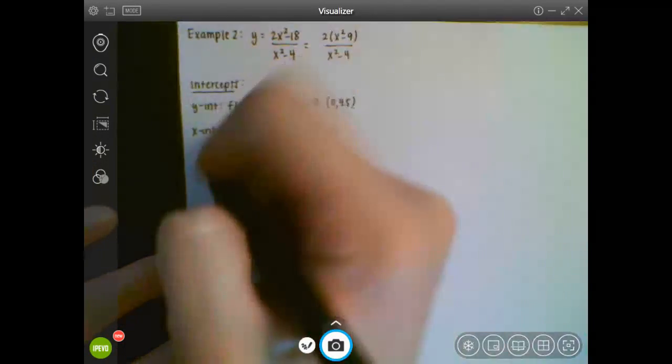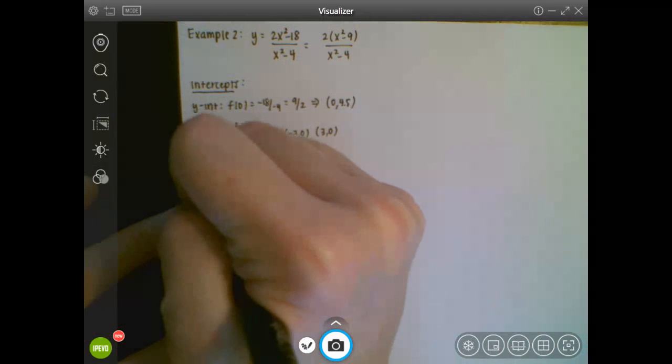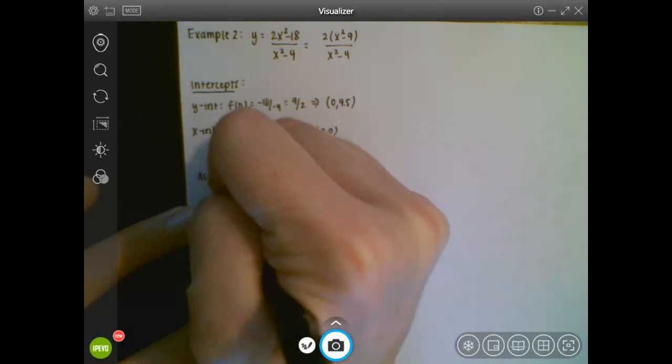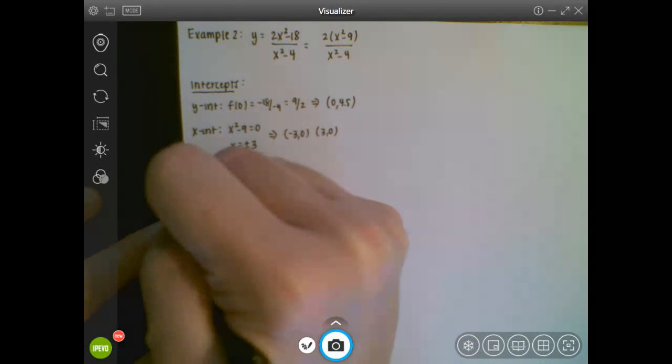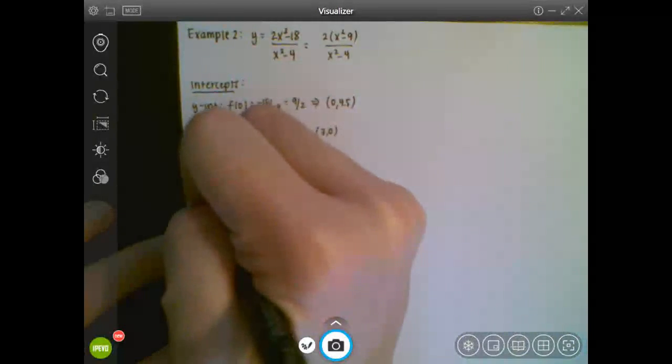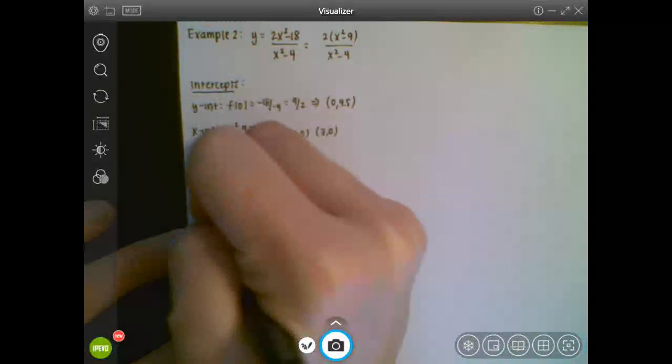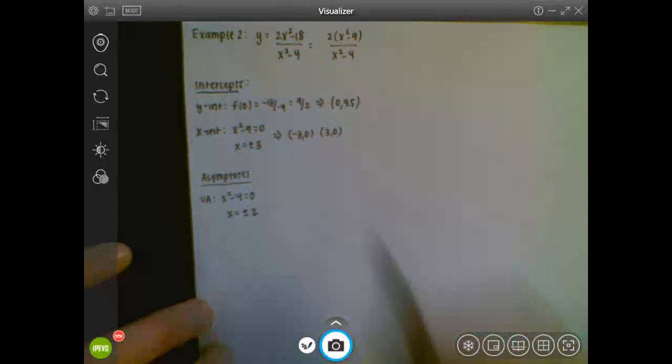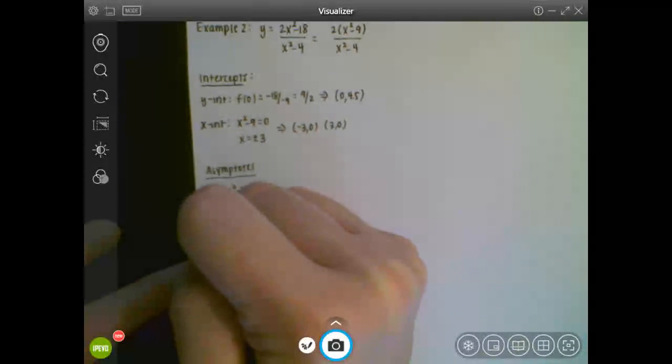So then I want to know about my asymptotes. It looks like I'm going to have two vertical asymptotes where my denominator is equal to 0. So x squared minus 4 is equal to 0. That's going to give me two asymptotes at plus and minus 2. And then I want to find out where my horizontal asymptotes are.